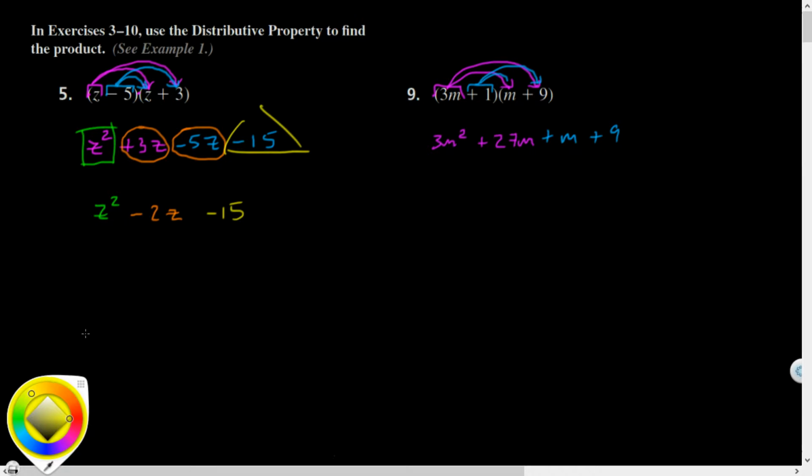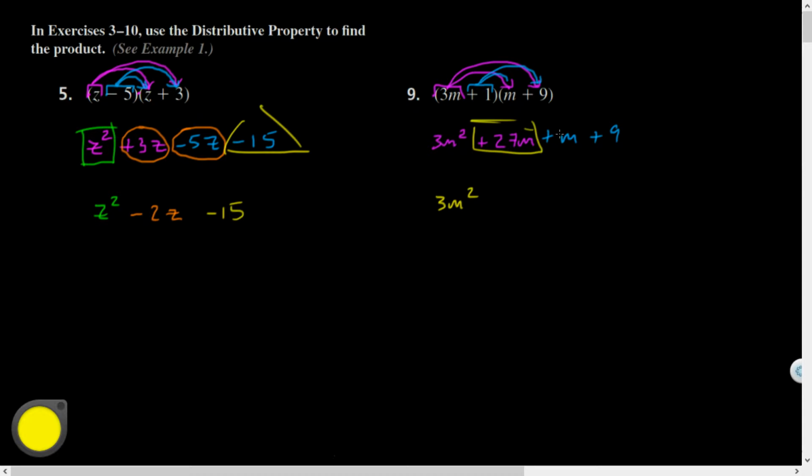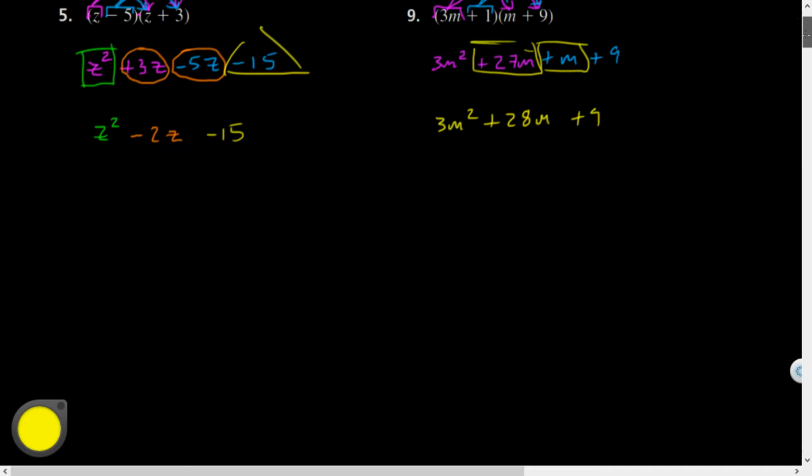And I'm just going to jump right to writing this answer, so that's going to be 3m squared, 27m plus 1m, and then plus 9. So there we go. So that's our answer there.